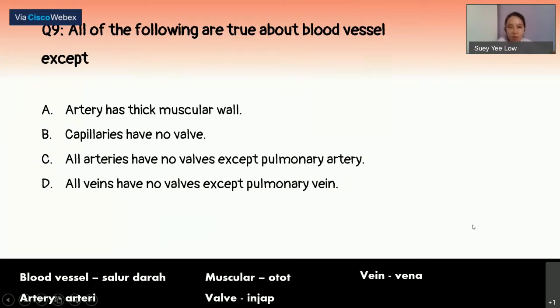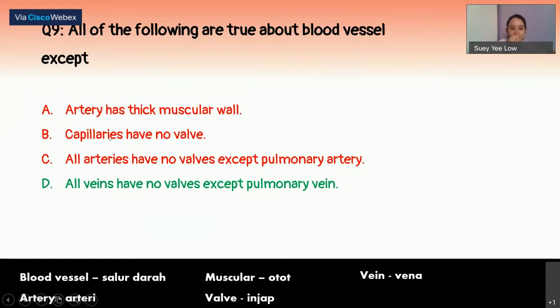So, for this one, the correct answer will be D. As you can see, artery has a thick muscular wall. Of course, it's correct, right? But it says in the question here "except". Okay, except. You need the wrong one.